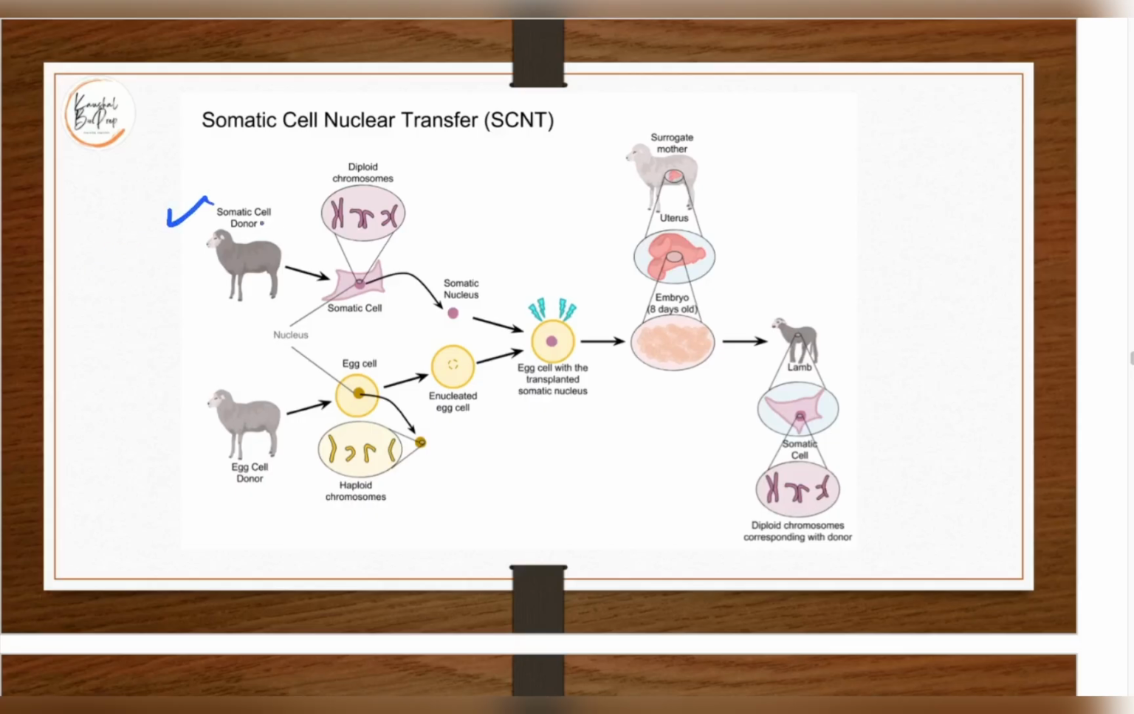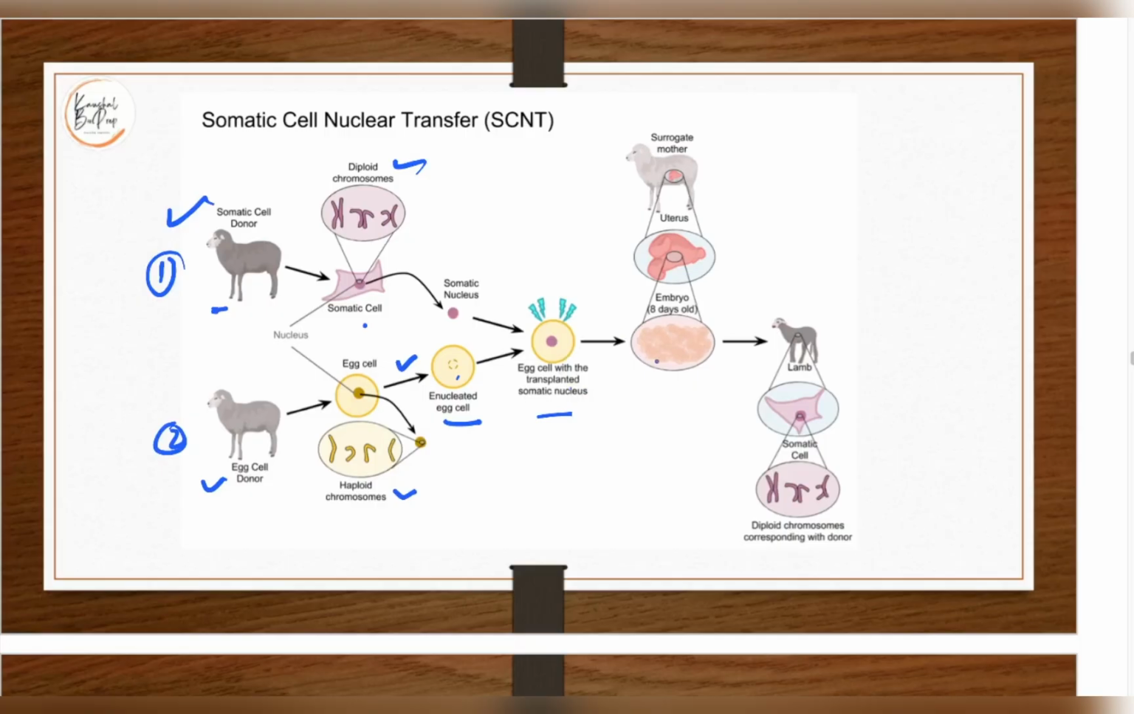So this is the somatic cell donor. From the donor you take the somatic cell, and you can see the diploid chromosomes in the somatic cell. Secondly, this is the egg cell donor. This is sheep 1, this is sheep 2, and from another sheep you are taking the egg. The egg cell has a nucleus with haploid chromosomes, but you enucleate the egg cell with a certain technique, basically removing the nucleus. Now the somatic nucleus is transferred into this egg, so your egg cell has the transplanted somatic nucleus.